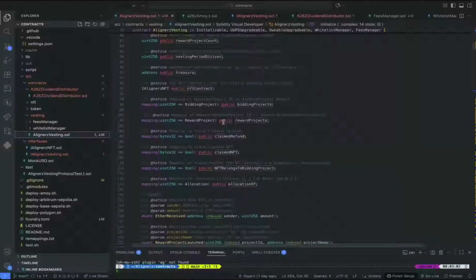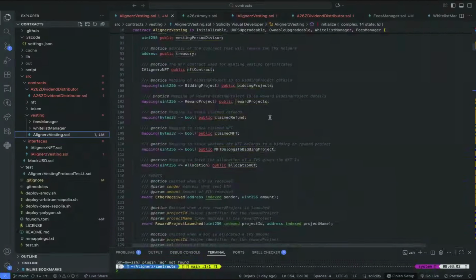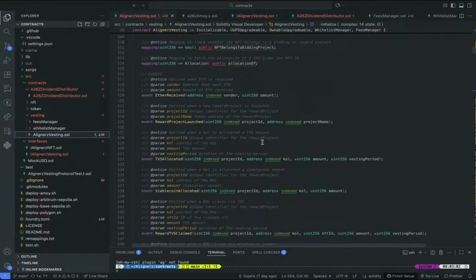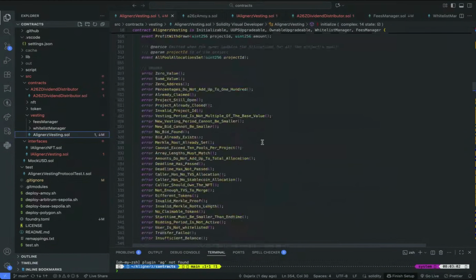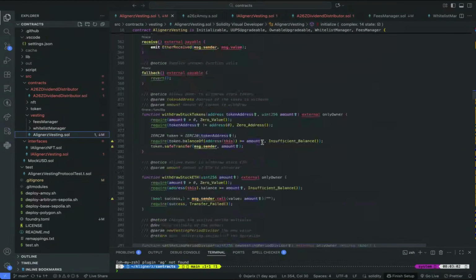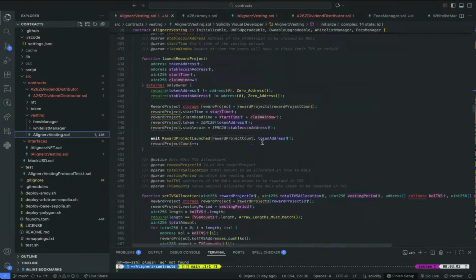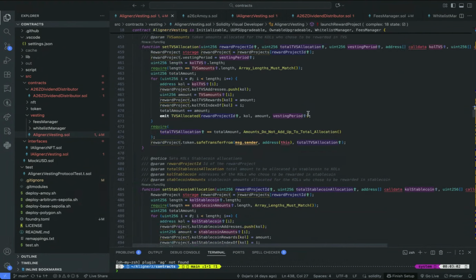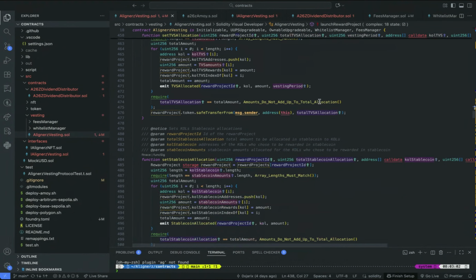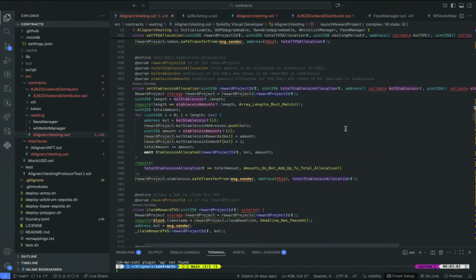So that's how it works. It's a non-owner function that the owner will call in order to launch his project. Here, the owner sets the TVS allocations of the KOLs that decided to be rewarded in TVS. Here he does the same, but for those who decided to be rewarded in stablecoins.